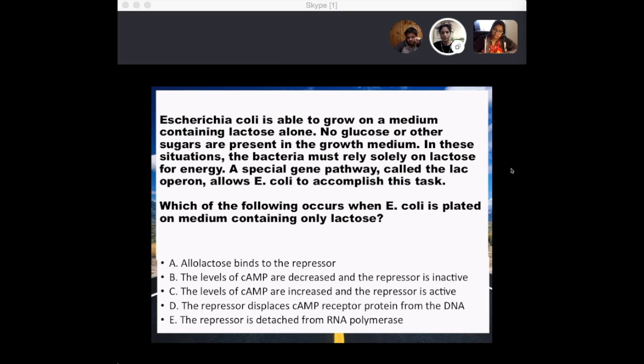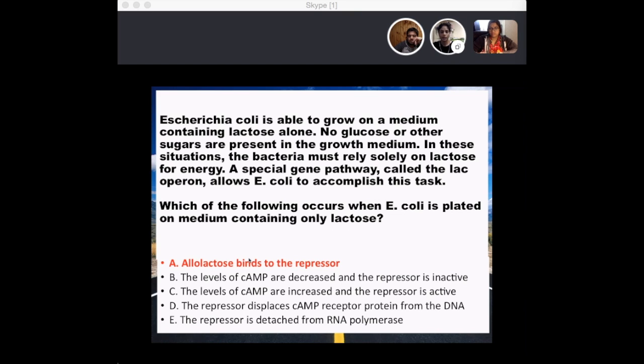A. A as well. Yeah, you guys are right, A is right. So when lactose is present, it's going to bind to the repressor, allowing for lac gene transcription to occur. Did you guys want to go over the other answer choices, or are you confused about it?